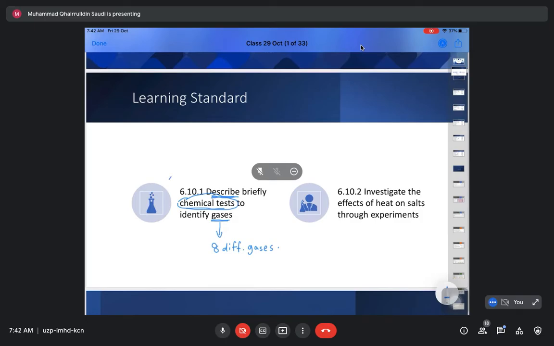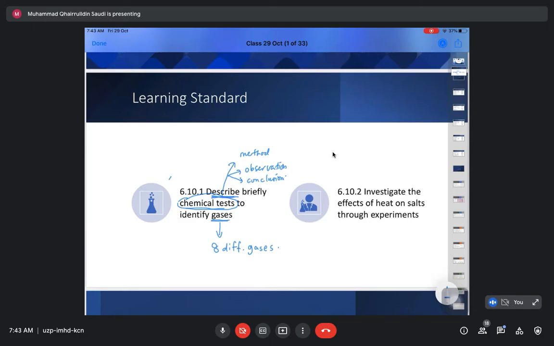When you describe chemical tests, you should be able to write down the method, the observation and the conclusion. These three need to be in your described chemical test. If the question asks you to describe briefly a chemical test for a gas, usually it will be 3 marks. The 3 marks come from the method, the observation and the conclusion from the test. Okay, clear? Ini satu benda yang awak perlu tahu hari ni.